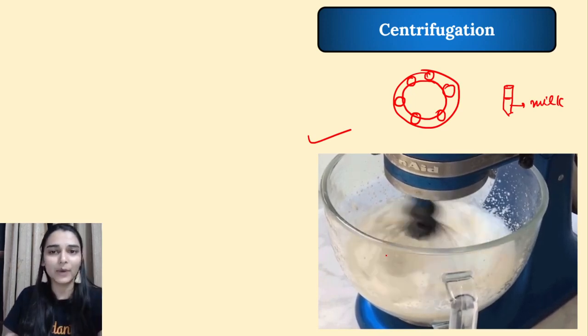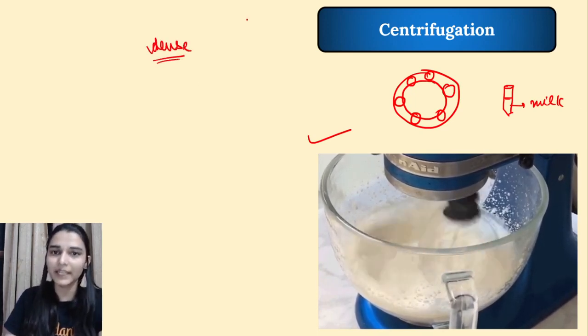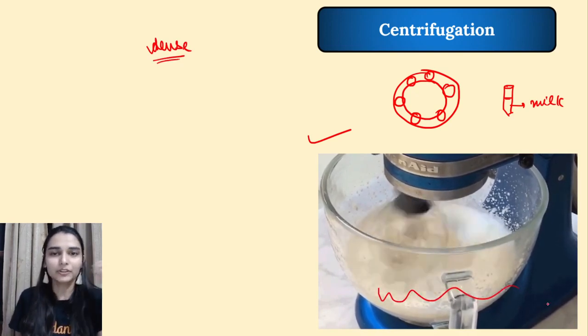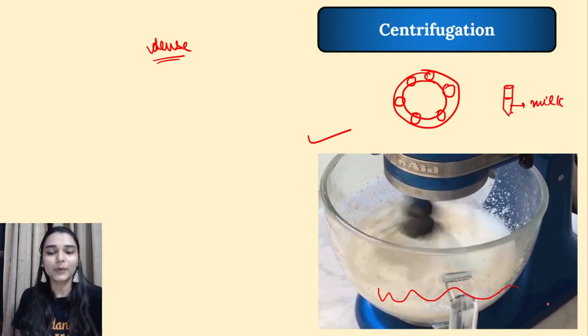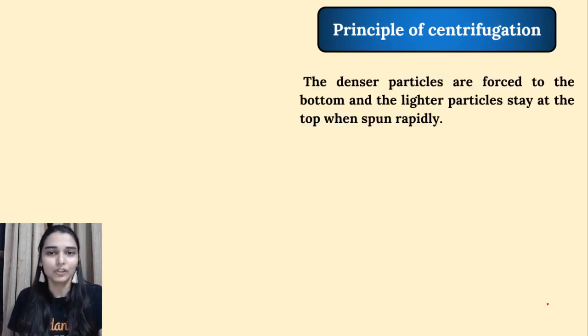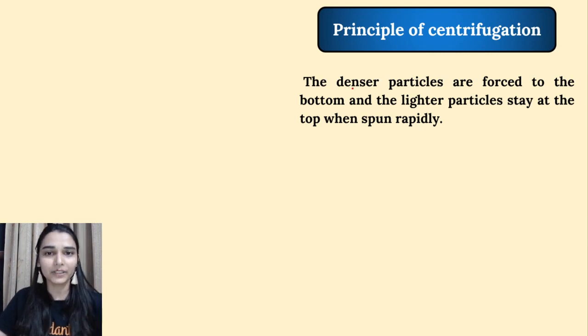So all the heavy particles, rather I can say all the dense particles, collect together and settle down at the bottom. Okay, the lighter particles will come at the top of the surface. They are less dense. So based on the density difference, we are separating the components in centrifugation. So you can read this point here.